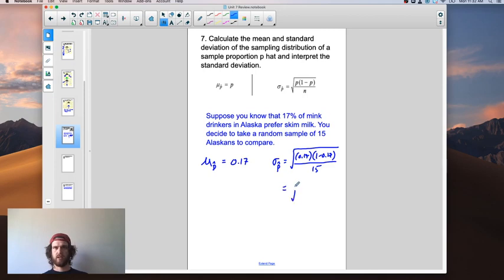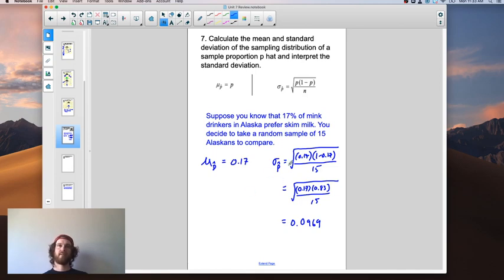Okay, so we're going to do 0.17 times 0.83 divided by 15, which will give us, when it's all said and done, about 0.0969. Our units here are proportion, so we'll just leave it unitless in this case. Okay?